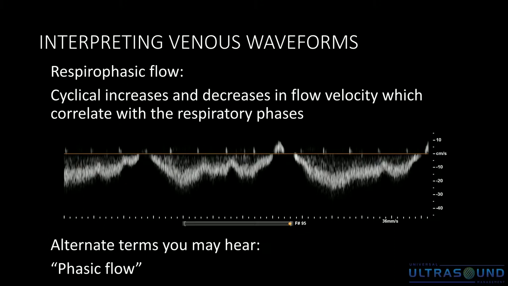So let's pull up a normal venous waveform. And as you can see here, we have a normal venous waveform that displays phasic or respirophasic flow. Those two terms are used interchangeably. So what is respirophasic flow? It's the cyclical increase and decrease in flow velocity that correlates to the respiratory phases. And what that means is that's the spaces between the waveforms.